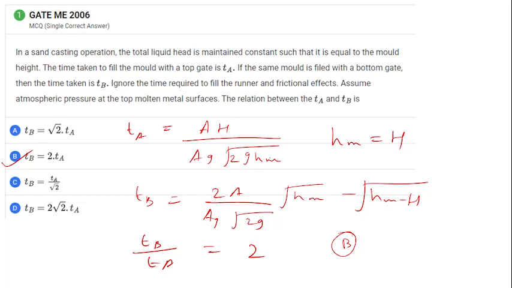See, automatically from here you can see this term will be 0, and when it is HM, it will be root HM only. So only 2 will be extra. So from there only you can see that TB by TA will be 2. Any doubt in this? No, it's clear. Okay.